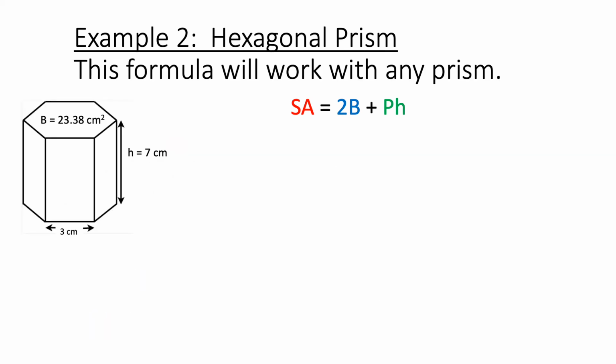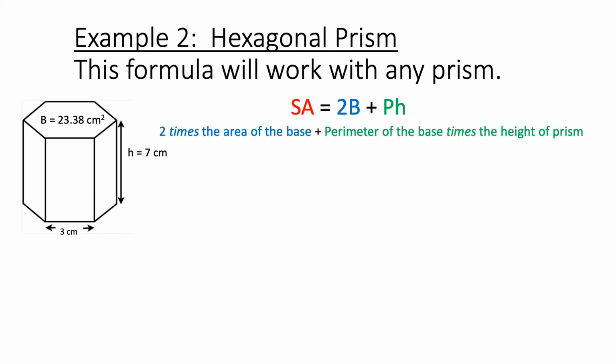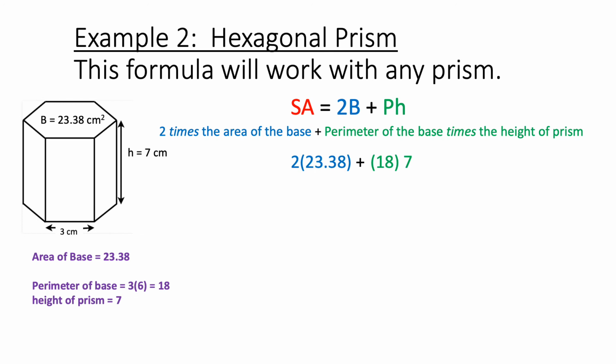This formula will work with any prism. In this prism, they gave us the area of the base. They told us it was 23.38. The perimeter of the base, each side length is 3. There's 6 sides on a hexagon, so the side lengths have a perimeter of 18. And the height of the prism connecting the two bases is 7.